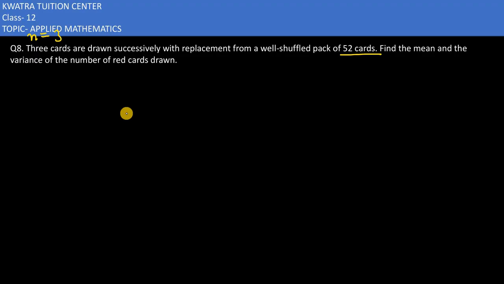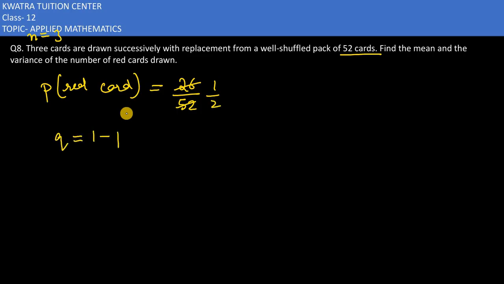तो सबसे पहले हमें निकालना होगा success of getting a red card. P की value which is 26 out of 52. तो 26 और 52 को डिवाइड करोगे you would get half. Q की भी वैल्यू हमारी निकल आएगी, that's 1 minus P and 1 minus half would be half in this case. Q की वैल्यू आ गई हमारे पास. N in this case would be 3.